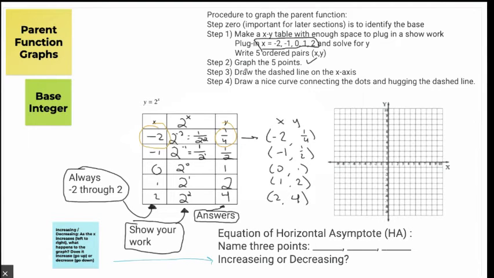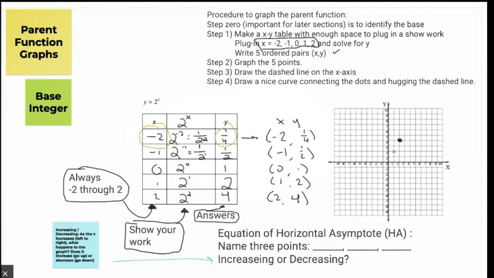Next up, I need to draw the dashed, excuse me. So that was write the 5 ordered pairs, check. Step 2 is graph the 5 points. I'm going to graph these. Now I'm going to start with the big numbers here. 2, 4, 1, 2, 3, 4.